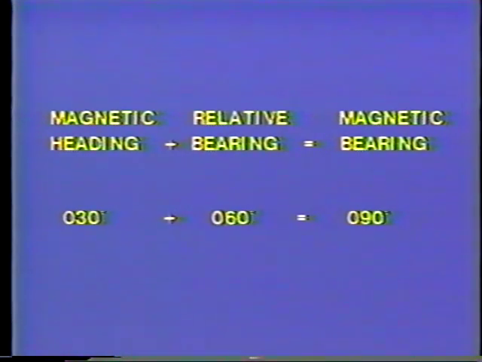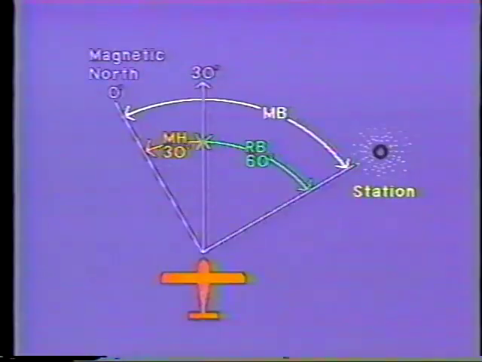Fill in the known values. Magnetic heading equals 30 degrees, relative bearing equals 60 degrees. Total value, or the magnetic bearing, equals 090 degrees. On this bearing, the pilot can home into the station. This means the pilot would turn the plane to the right until the ADF needle reads 0 and the compass reads 090 degrees. But how do we navigate using our automatic direction finder?